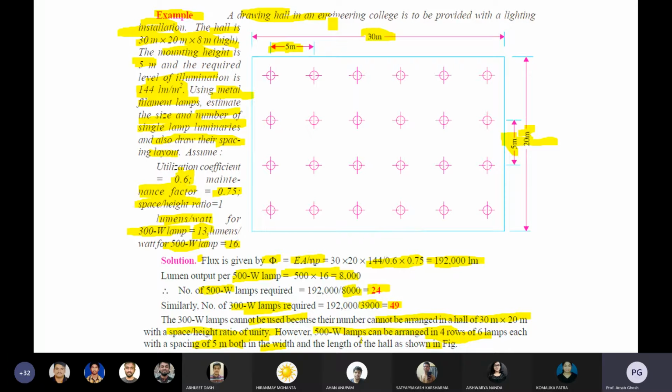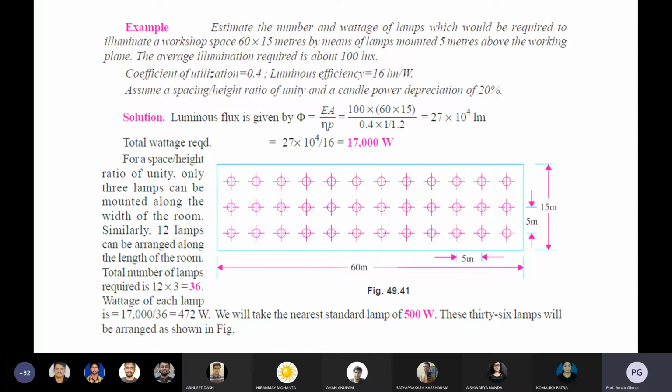Okay, so the next problem, what we can see over there. A figure is given. You have to estimate the number and wattage of lamps which would be required to illuminate a workshop space. The workshop space is given as 16 by 15 meters, with the lamps mounted 5 meters above the working plane. The average illumination required is about 100 lux.